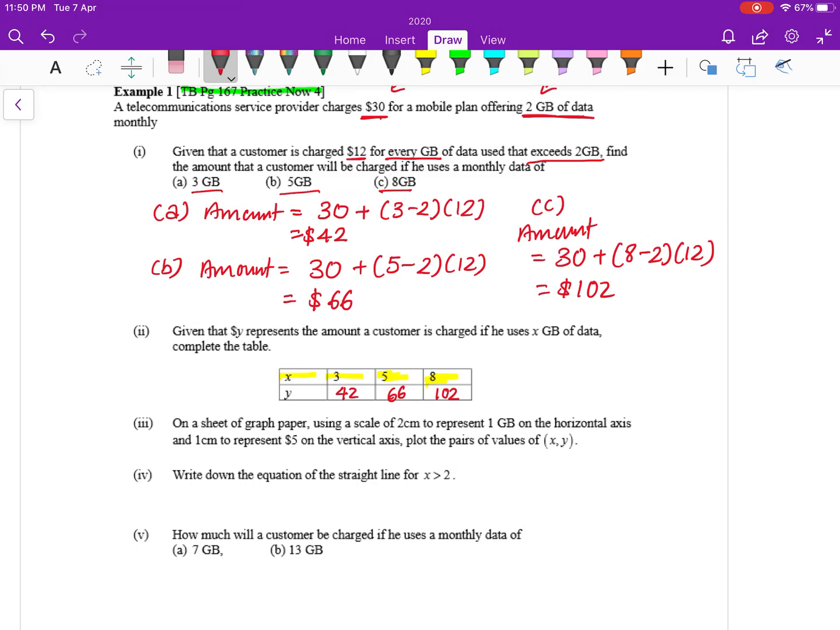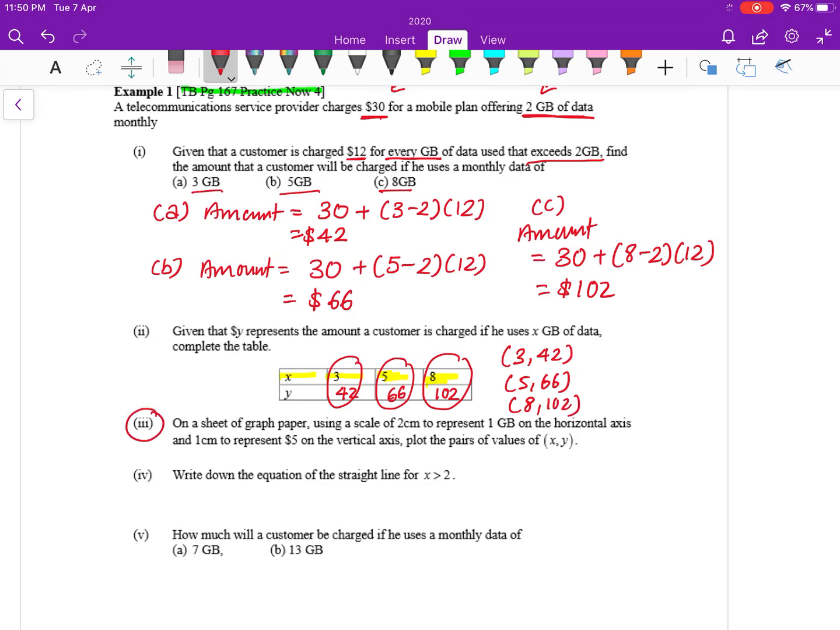Yes, you can remember when you did the previous worksheet. These two come in a pair. So I can plot (3, 42), where X is 3 and Y is 42. I can plot (5, 66) and (8, 102).